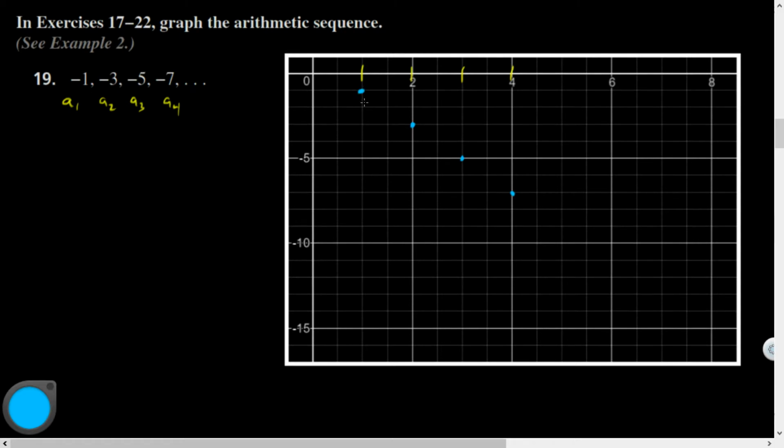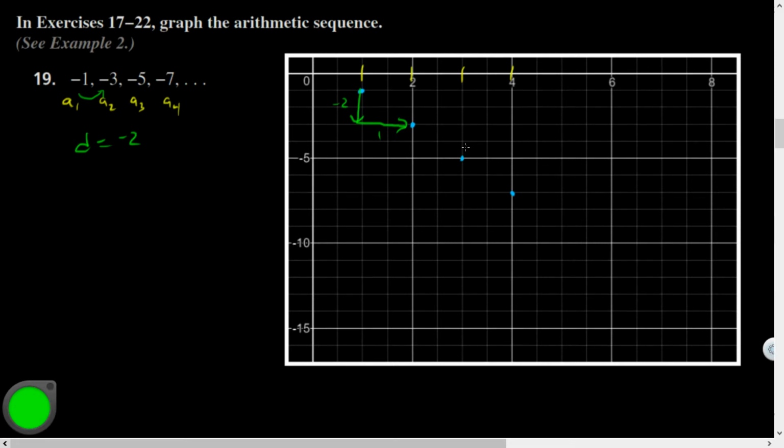Now notice that arithmetic sequences will have points that are in a line. Question, what is the common difference here? It's going down by 2. Here I am going down 2 over 1, which might not look like that because the x scale is different than the y scale. But it's down 2 over 1 that I can find any point. So if I want the next point, I could go down 2 over 1, down 2 over 1, and so on.